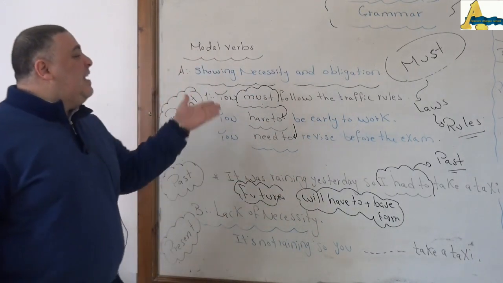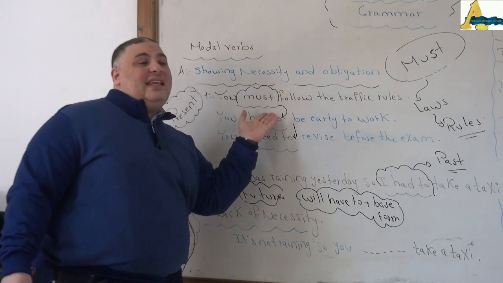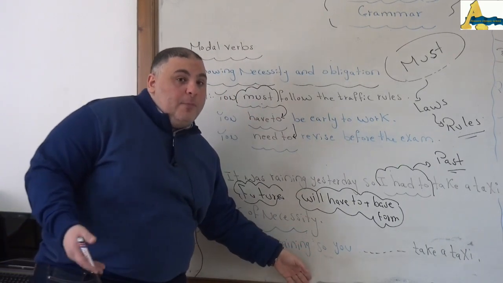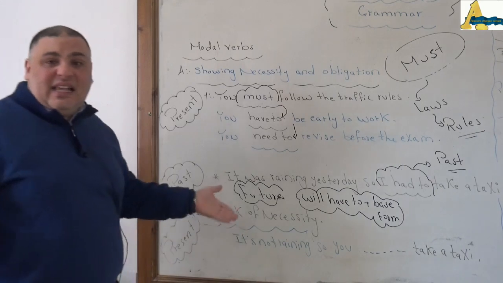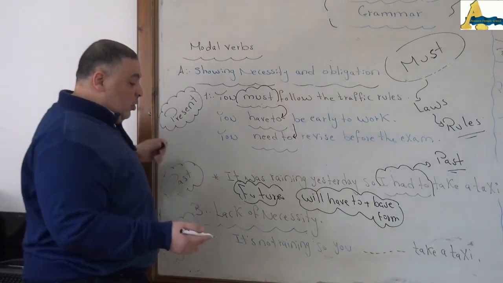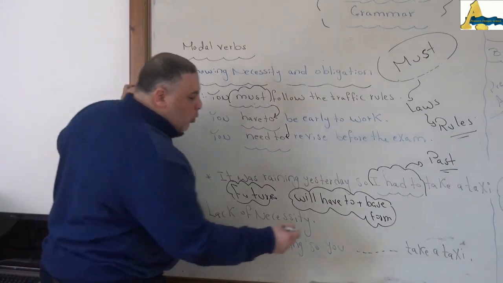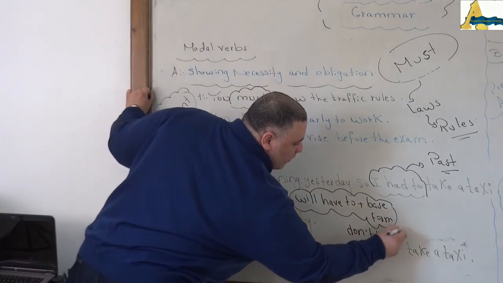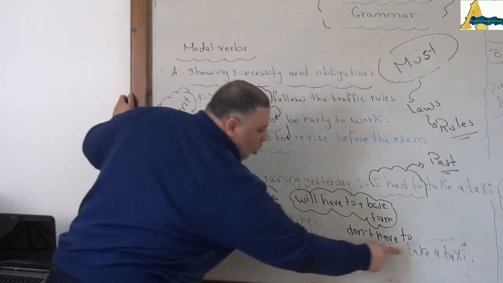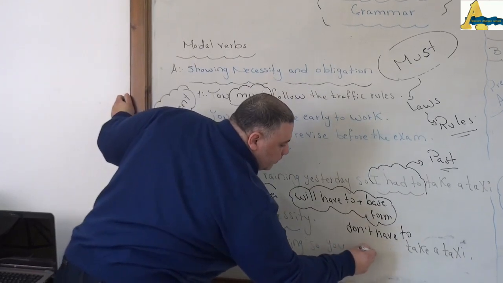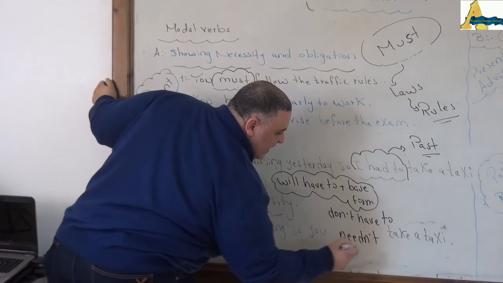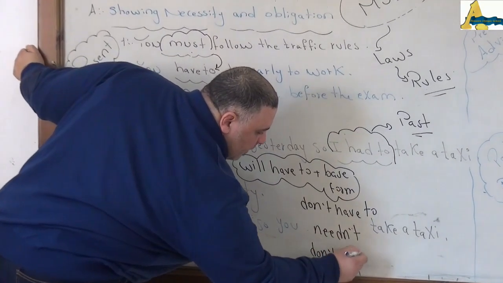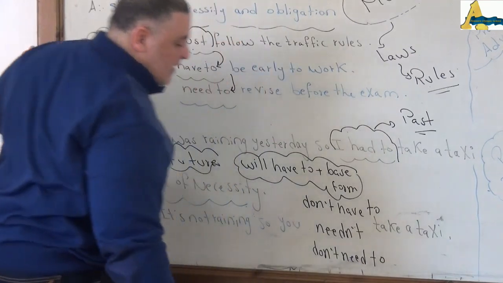Simply because when I say you must follow the traffic rules or you must take a taxi, it's a rule. And I cannot put a rule also here, preventing that person from taking a taxi. He has the right, even if it's not raining. So it's not raining, so you don't have to take a taxi, or you needn't take a taxi, or you don't need to take a taxi.